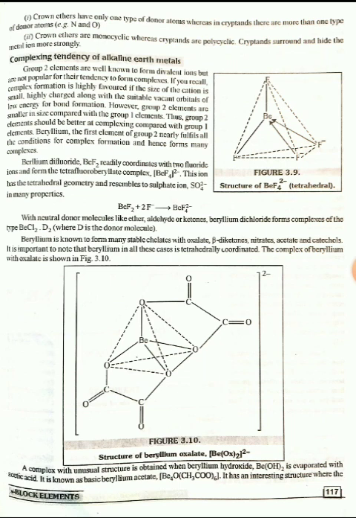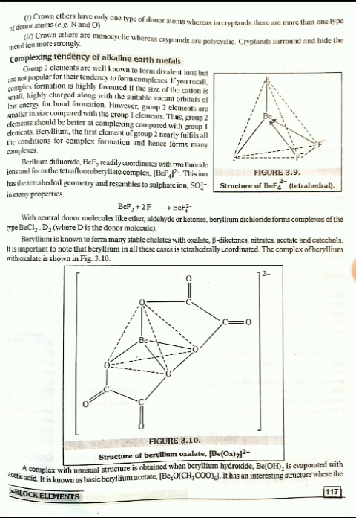With neutral donor molecules like ether, aldehyde, or ketones, beryllium dichloride forms complexes of the type BeCl2.D2, where D is the donor molecule. Beryllium is known to form many stable chelates with oxalate, beta diketones, nitrates, acetate, and catechols. It is important to note that beryllium in all these cases is tetrahedrally coordinated. The complex of beryllium with oxalate is shown in figure 3.10.